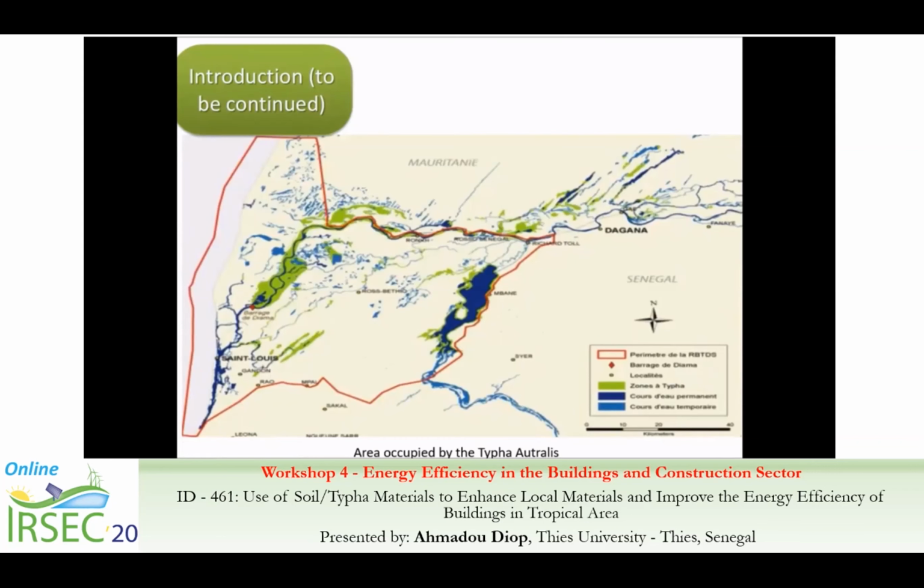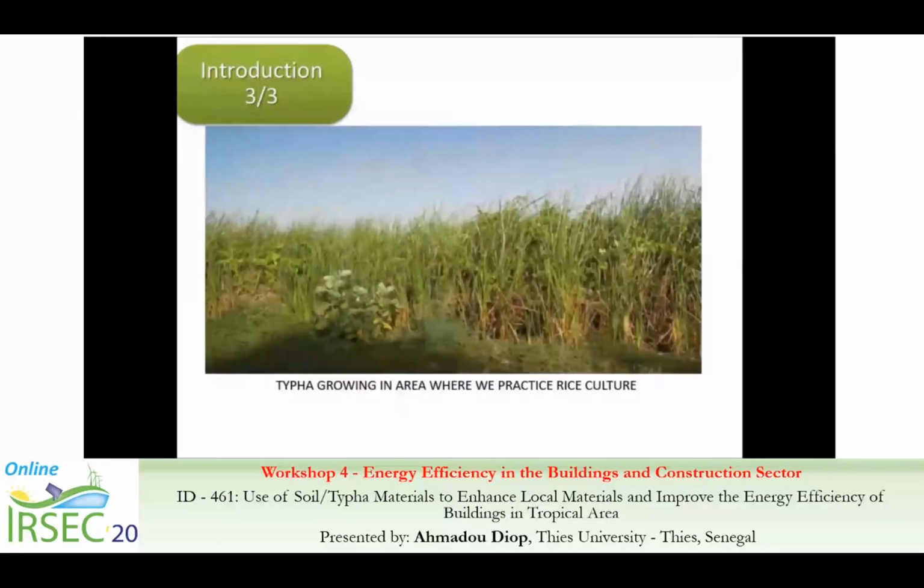That's also the reason why right now the Senegalese government and the Mauritanian government are working on the same plan to find a solution to fight against the proliferation of these plants. And as you can see here in this photo, it shows how the Typha is growing in areas where people are practicing rice culture. And this is very dangerous for this population because right now they are going to lose their lands.